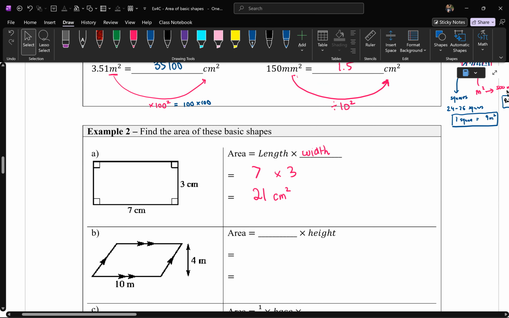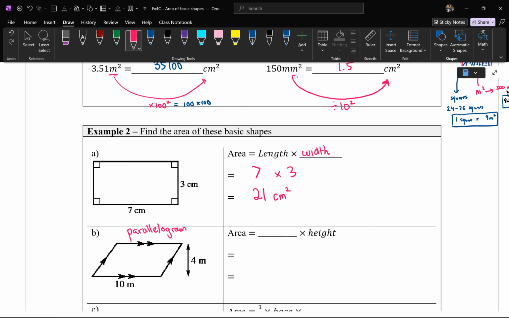Next one. Example 2b. What shape do I have here? Let's go with Kyle. Good. How do you spell it? Spell parallel first, so parallel, and then ogram. Parallelogram. What is the formula for parallelogram? Let's go with Wilbur. Base times height. Very good. What is my base in this case here? Let's go with Ava. 10 meters.